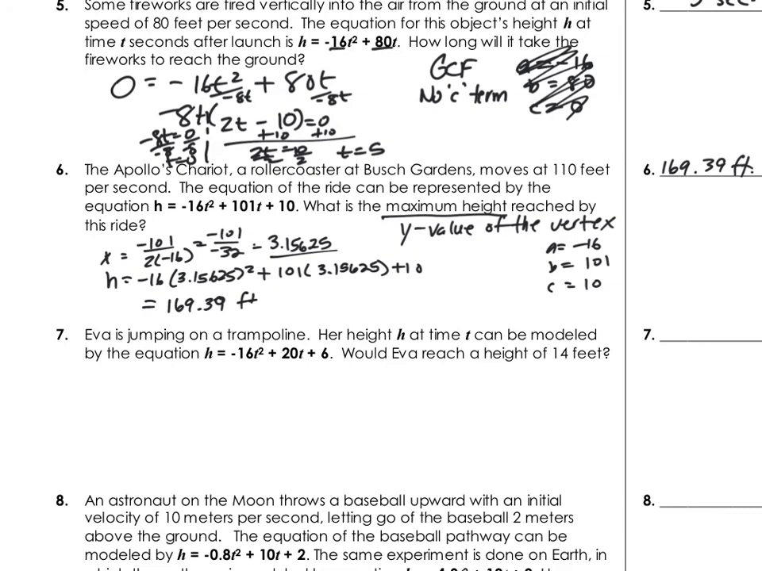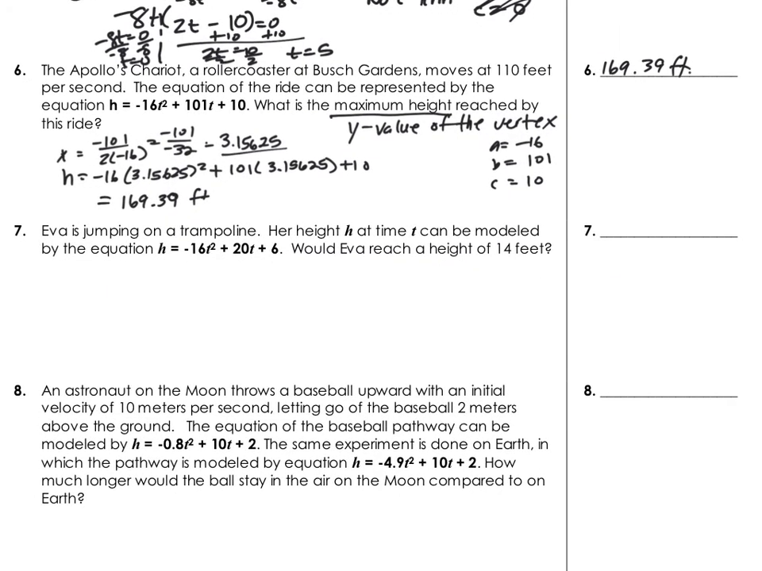Okay, number 7. Eva is jumping on a trampoline. Her height h at time t can be modeled by the equation negative 16t squared plus 20t plus 6. Would Eva reach a height of 14 feet? Okay, so they're asking us, will she ever reach a height of 14 feet? Well, we can tell a couple of ways. We can tell by calculating the vertex and seeing if the maximum height of the vertex is 14 feet. If it is, yes. If it isn't, no. That's a pretty easy way to solve this.